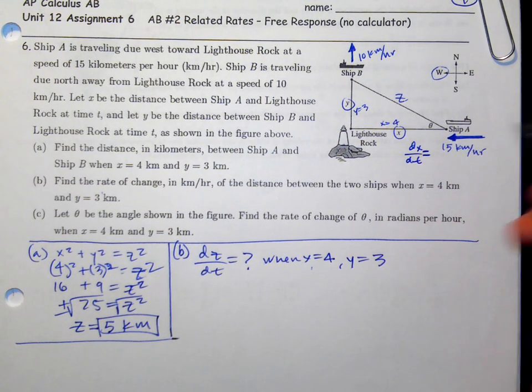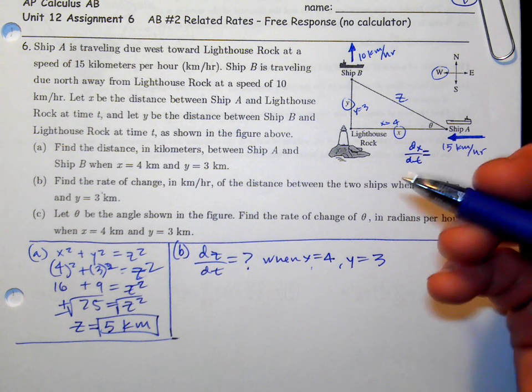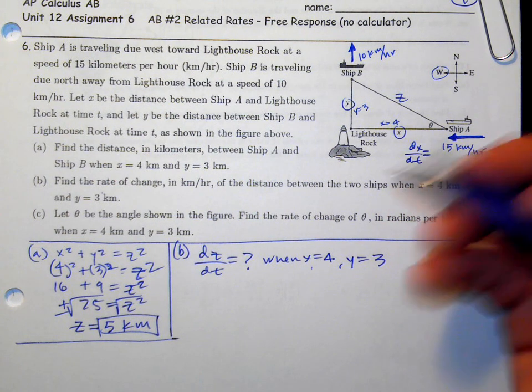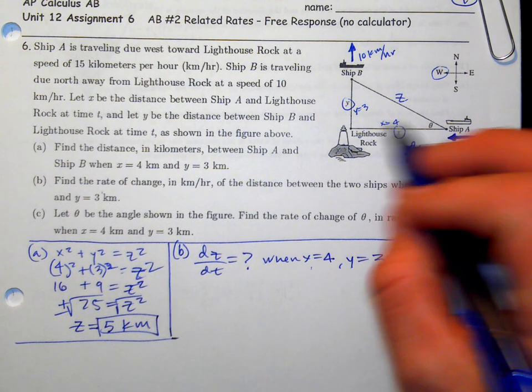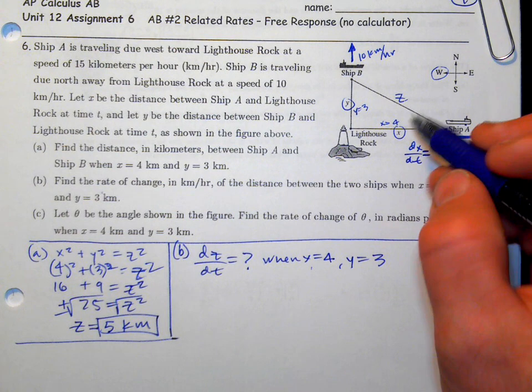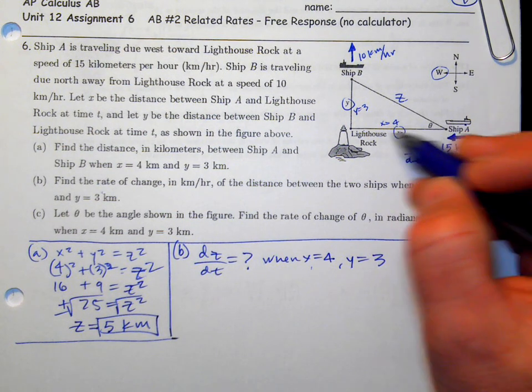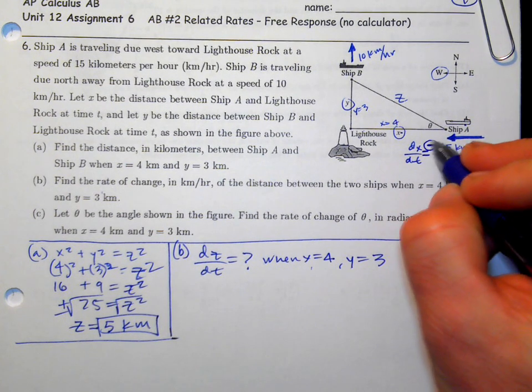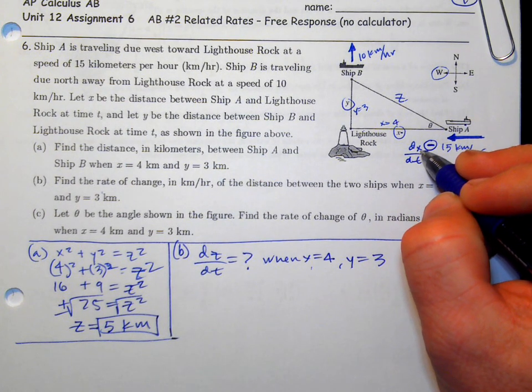Is it positive or negative? This is one of the big deals with related rates. They're not going to tell you positive or negative. They're going to use words like increasing, decreasing, inflating, deflating, leaking, filling. And you have to realize where the negative is. Now, you also, in this case, have to realize, well, ship A is moving to the left. That doesn't make its rate negative. But x is getting smaller as ship A gets closer to Lighthouse Rock. So this has to be a negative rate as far as being applied to x.